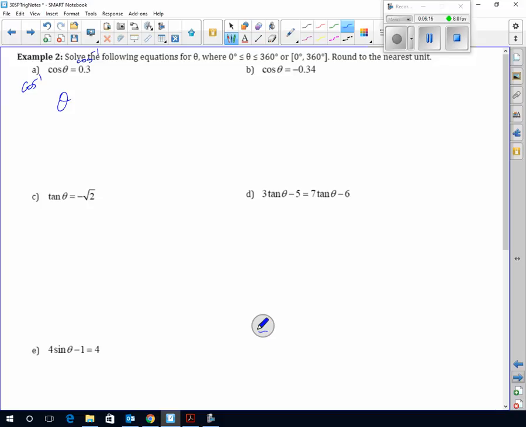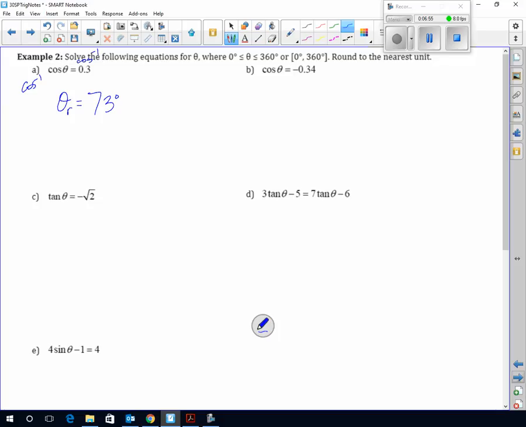Okay? So inverse cos 0.3, what do you get? Let's round to the nearest, oh, it says to the nearest unit there. So let's inverse cos 0.3. Yeah, so that would be 73 degrees. Now, when you do one whole rotation from 0 degrees to 360 degrees, cos is positive 2 spots. Yes? So my reference angle is just going to tell me how to get the 2 spots.